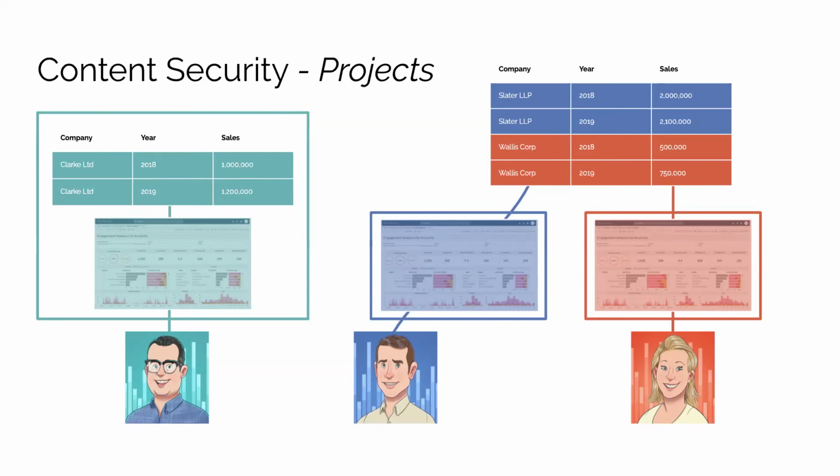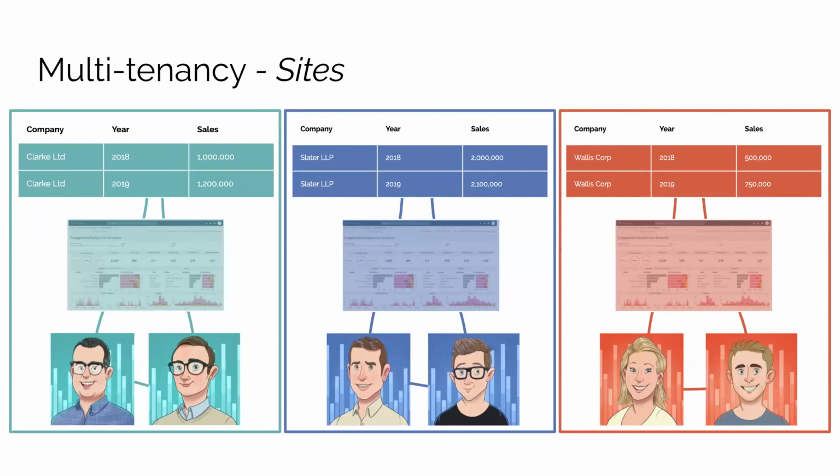Using projects for content security is quite common in smaller use cases, but it's not always appropriate. So what Tableau also has is a final mechanism for handling data security, and this is a functionality called sites, which supports multi-tenancy. So what we have here is 3 sites for 3 distinct companies that all exist on the same Tableau server. But each of these sites is totally independent.